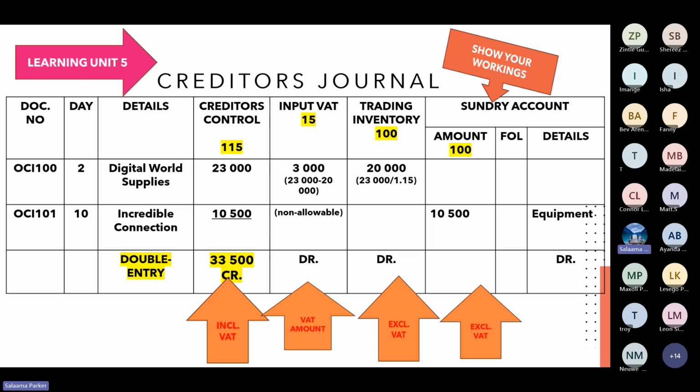All right, and again, your double entry. Every journal has a double entry. Okay, so creditors control will be credited and everything else, the contra accounts will be input VAT, trading inventory, and in this case, equipment. Okay, so please remember your VAT categories, when to calculate VAT and when not to calculate VAT.